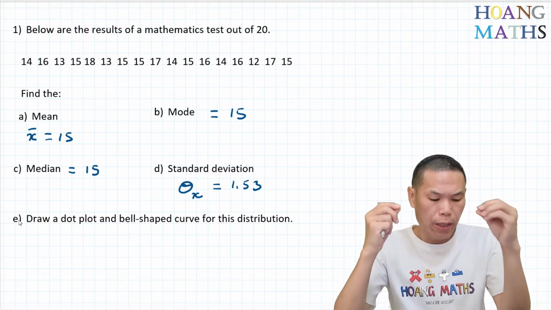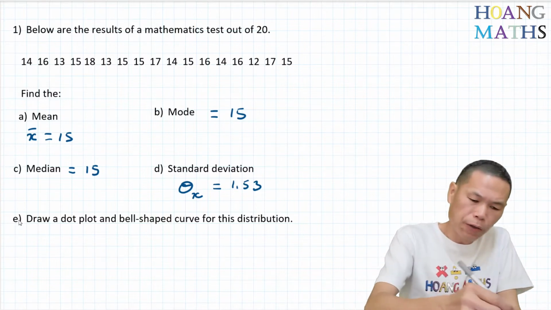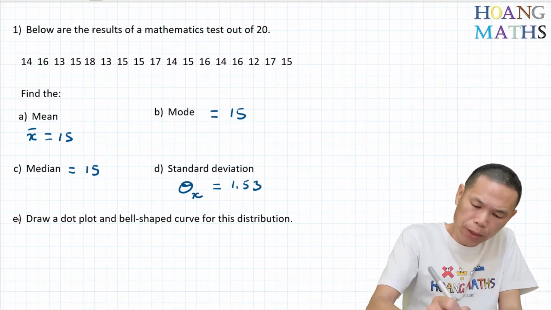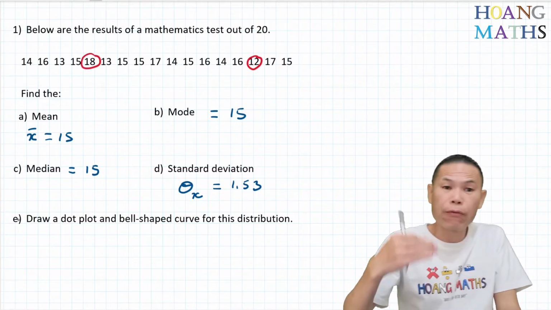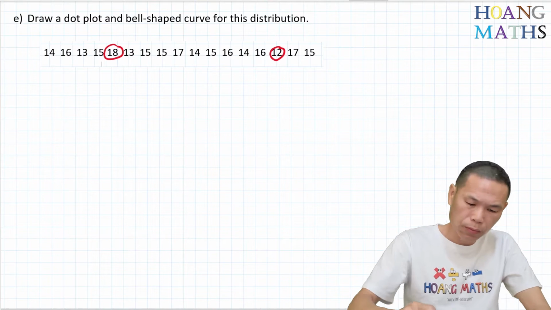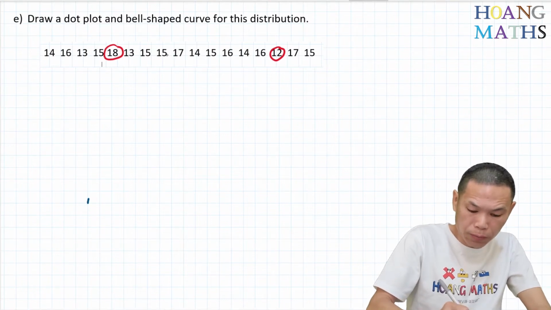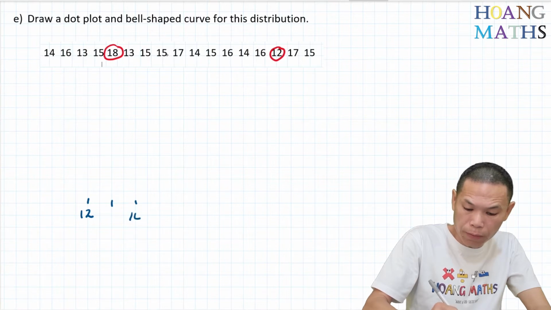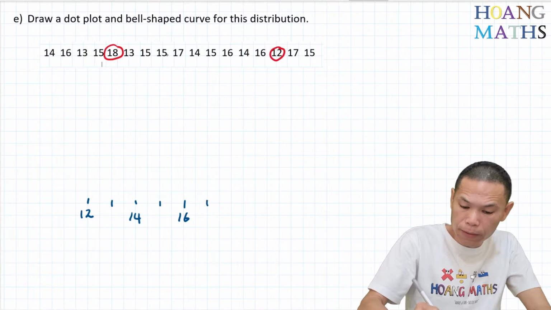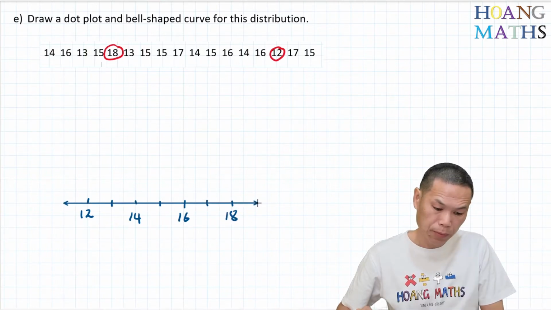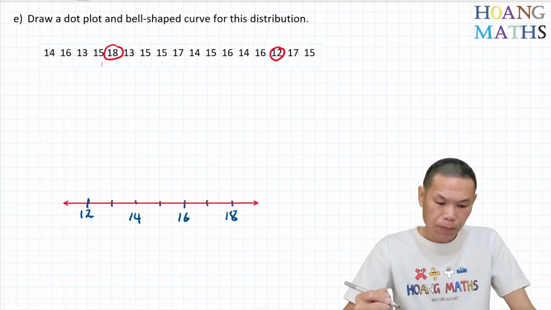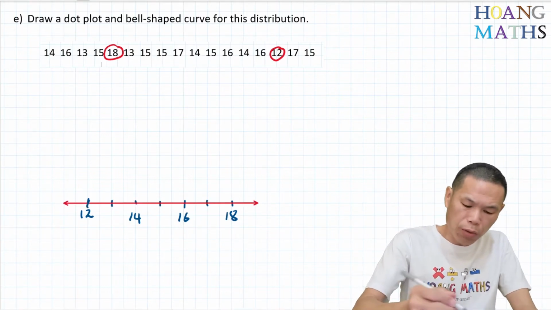Now part E. Now to draw a dot plot for this. First of all, we know the smallest score is 12 and the largest score is 18. So we start from 12 to 18. So the smallest score is 12, and then we have 13, 14, 15, we have 16, 17, and 18.